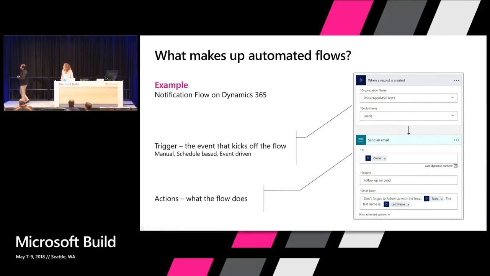What makes up an automated flow? Now, there are two fundamental concepts when it comes to a flow. One is a trigger. It's the event that kicks off the flow. Now, there are three types of triggers.